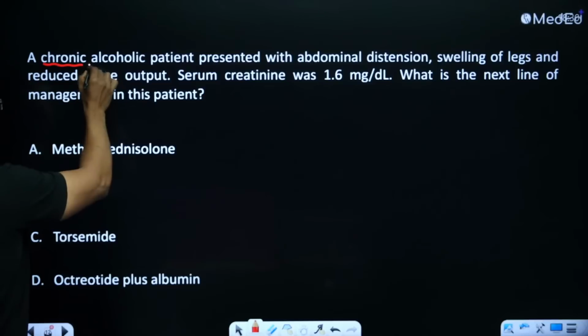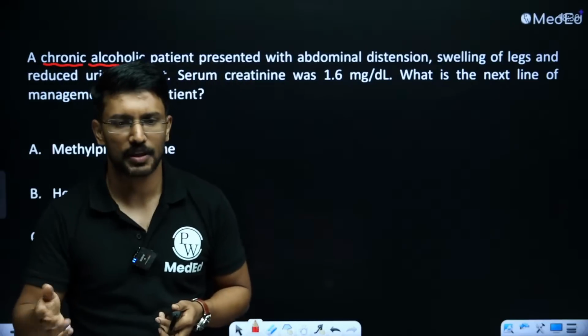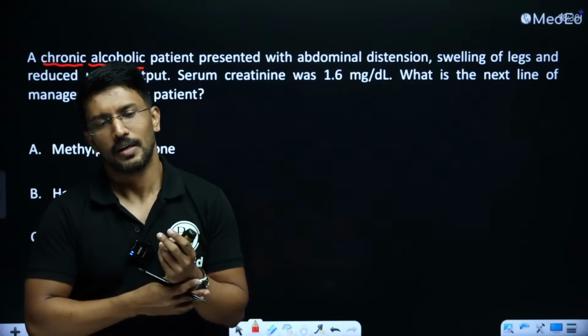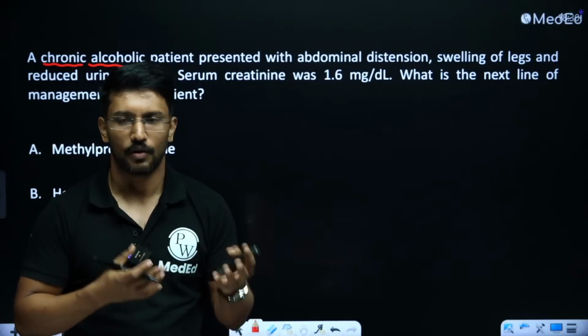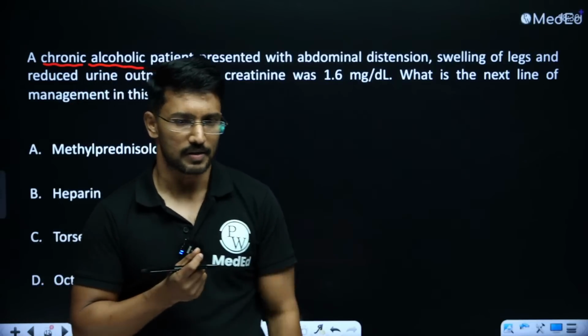In all our NEET PG exams, the moment they mention alcoholic, usually it is not a random mention. The examiner wants you to think about something, like either the question may be talking about, let us say, thiamine deficiency, right? Or the question may be talking about some cerebellar dysfunction or maybe some liver disease.